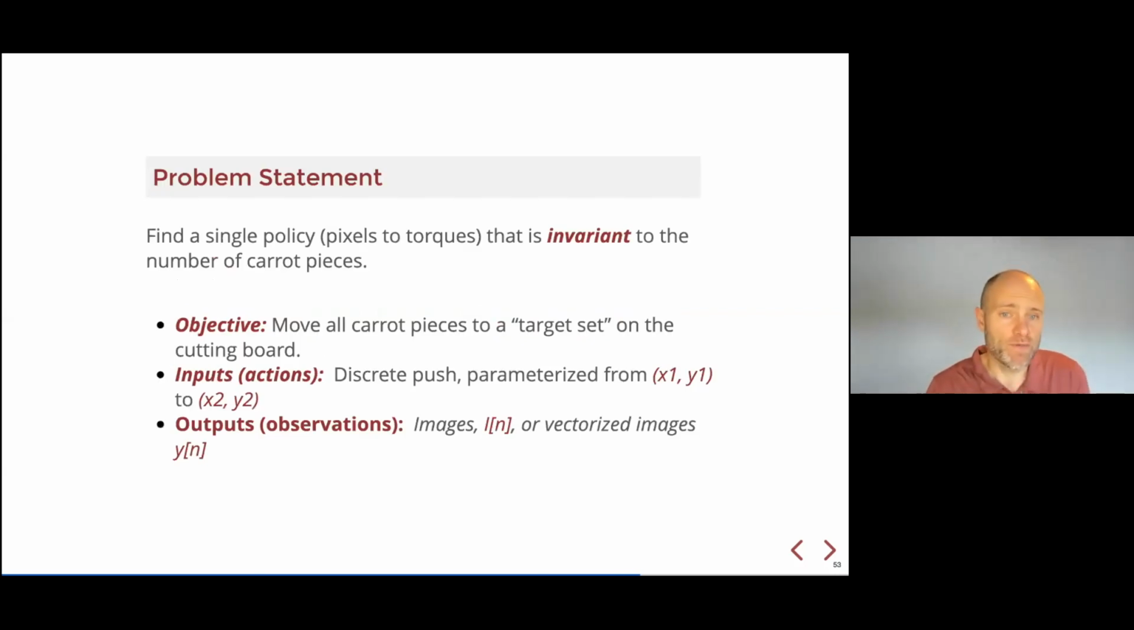So the problem statement is find a single policy from pixels to torques that is invariant to the number of caret pieces. So I don't want my representation to melt if I throw a few more caret pieces in there, and we're just going to move the caret pieces to the target set. We have discrete pushes. So like many people who do pushing with robots, we're parameterizing it from the start position, end position of the pusher, and assume that it's normal. So it's a low dimensional state input space. And then our outputs, our observations, are the images, or vectorized versions of the images.